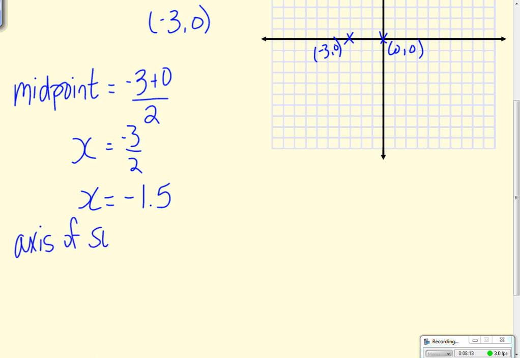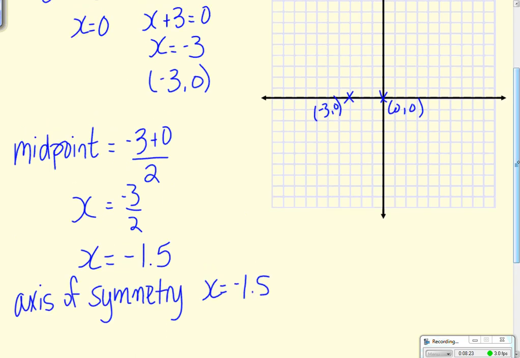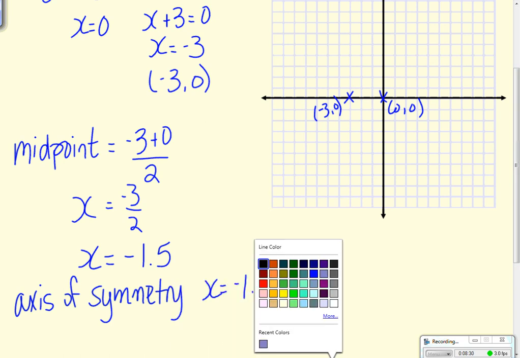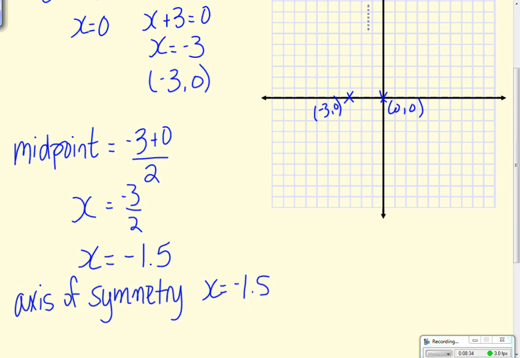Our axis of symmetry is going to be x equals negative 1.5. So we can draw a line at negative 1.5. It's going to be tricky, but we can do it. All right, so we're going to pick that and put it in a nice color. Why not? And at negative 1.5, we're going to draw our line. It's done. And underneath it, we will label it x equals negative 1.5. That's all you need to do.